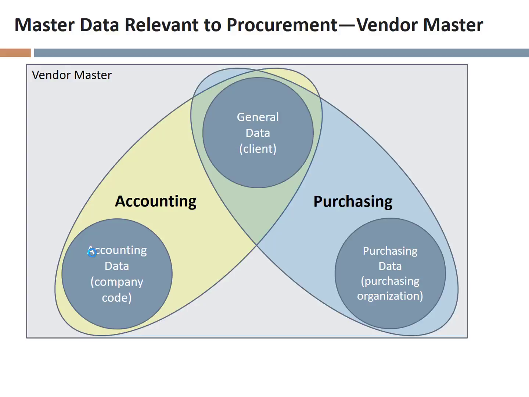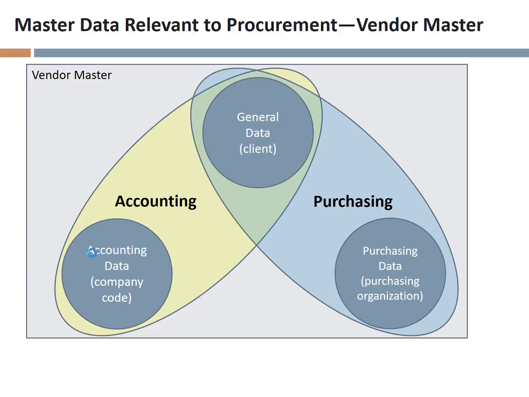The idea here is we have the vendor master record, and there's some general data that's universal throughout the client as it relates to this particular vendor. That's going to be the name of the company, their address, their phone number, basic things like that. But accounting data for a particular vendor is segregated based on company code. I seem to recall a true-false question on the midterm that said something along the lines of, in the vendor master, accounting data is segregated based on purchasing organization. That was an incorrect statement.